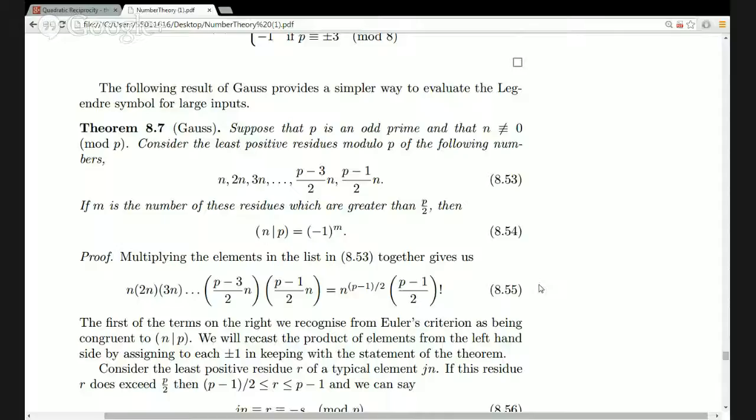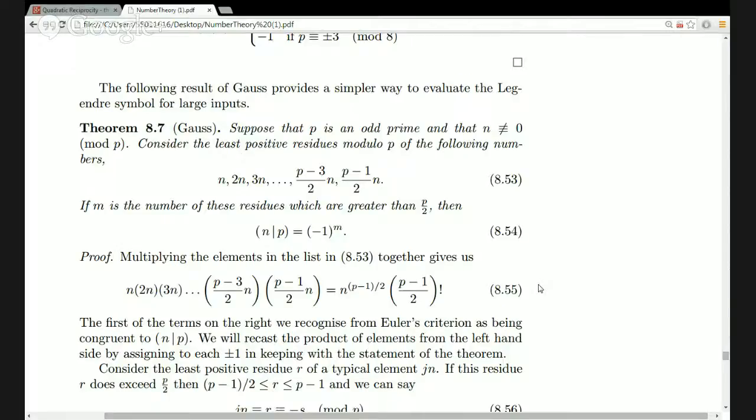Now, of course, if you're raising minus 1 to the power m, you don't really need to know exactly what m is. You just need to know whether it's odd or even. If you know whether m is odd or even, then you know what this power, minus 1 to the power m, is going to be. It would be plus 1 if m is even, minus 1 if m is odd.